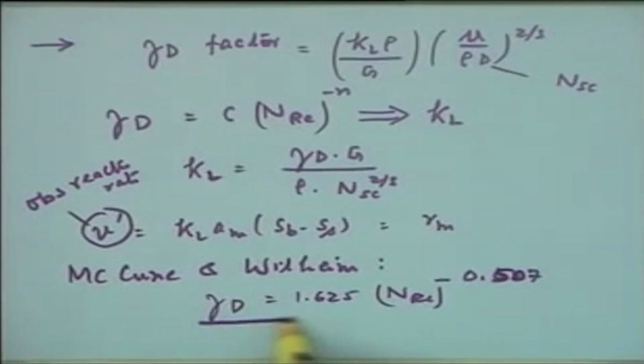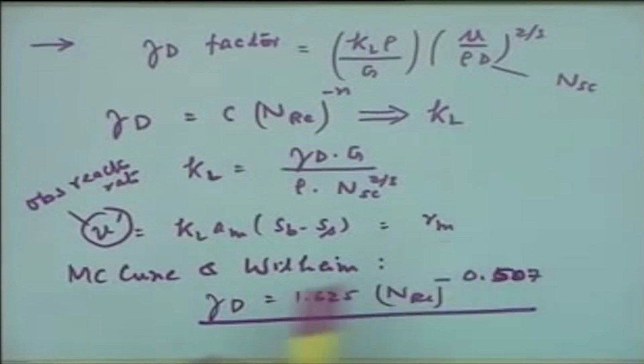Of course, this is just one of the relationships which has been proposed, but a large number of such empirical correlations are known. Now, once the magnitude of K L is known, then one can incorporate the value of K L into the rate constants of a reactor performance equation.